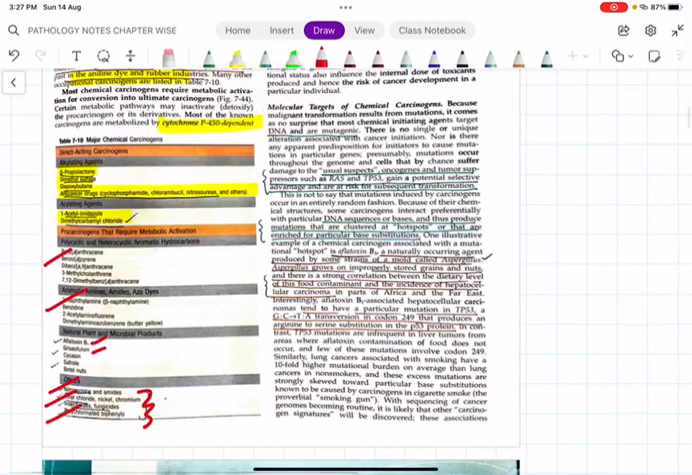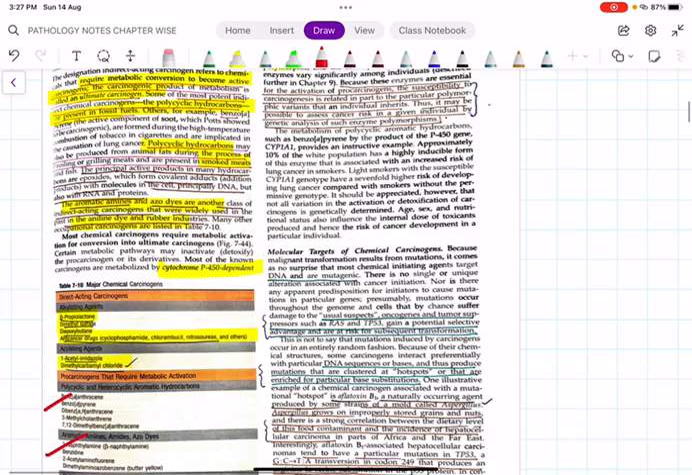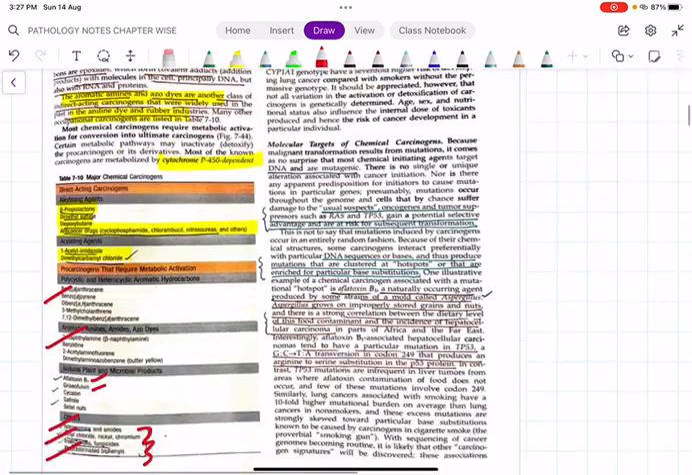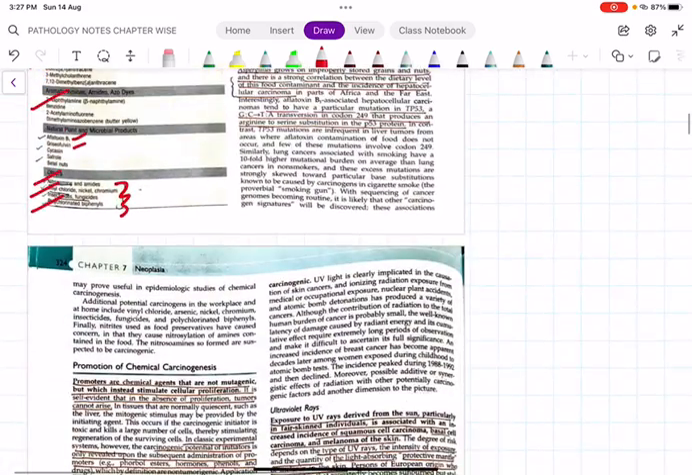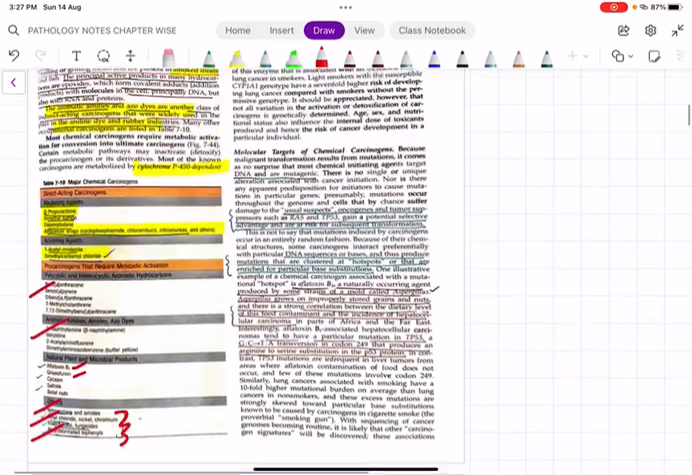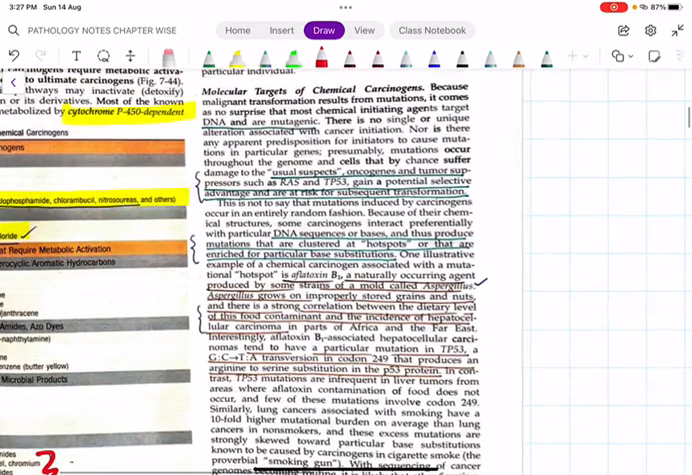Okay, chemical carcinogenesis is a very frequently asked long question for your prof exam. What are the molecular targets of chemical carcinogens? Chemical carcinogens need some mediators. What are those mediators? Number one, remember, DNA itself is highly susceptible to mutations.